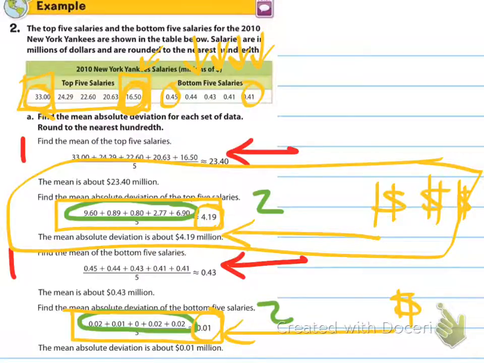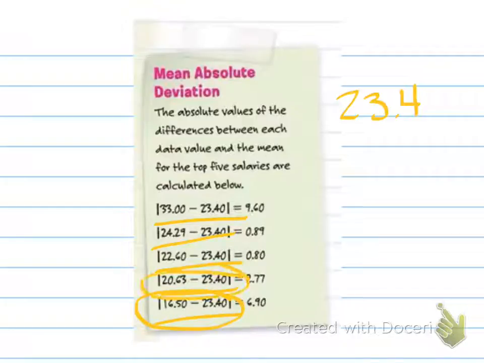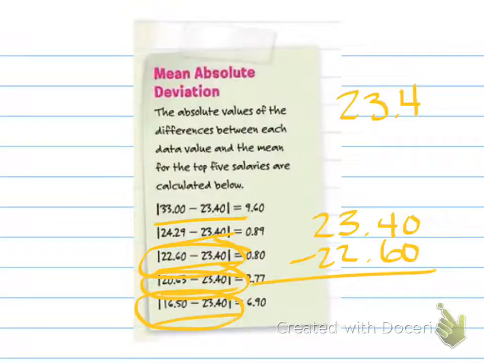So that's just putting it out there. Now, mean absolute deviation. The absolute values of the differences between each data value and the mean for the top 5 salaries are calculated below. So it's just showing you how they figured it out. They found that the mean was 23.4 million, and so they subtracted it from each of those numbers and found the absolute value. In the case for this and this and this, you haven't learned how to subtract with negatives, so just make sure that you're taking the big number and subtracting the little number from it, okay? And then you'll find your numbers.